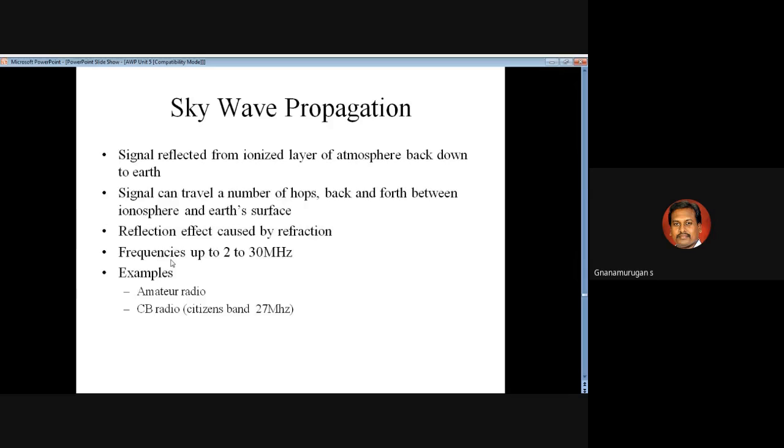Every citizen can use the 27 megahertz frequency range without a license to install a radio station. Above 27 megahertz, you need to get a license from India or any other authority. So the range is limited to 27 megahertz, and you can use the citizen band radio. You can install an FM radio or AM radio without a license as a radio station. That is CB radio, that is a system.